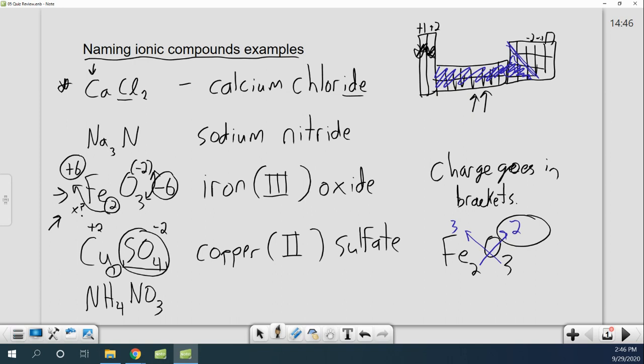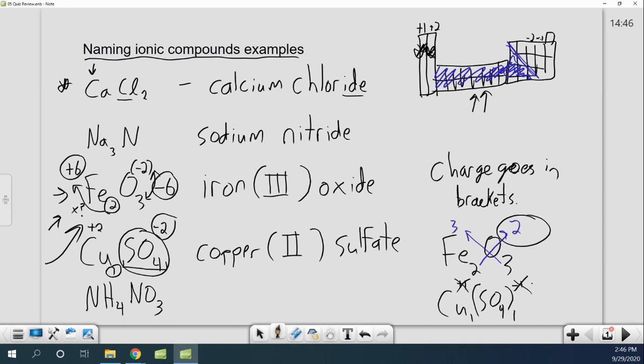This is an example of where that crossover method wouldn't work. So if I were to look at sulfate, I'd say I only have one sulfate, and I only have one copper. So the charge on copper should be a +1, right? And then sulfate's a -1. But if you look, we know from the chart, sulfate's a -2, which means this is wrong. And if that's wrong, the other one's wrong. So don't use the crossover method all the time. Sometimes it won't work for you, but checking your charges will always work.